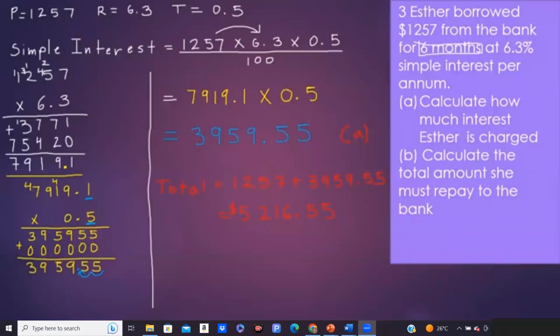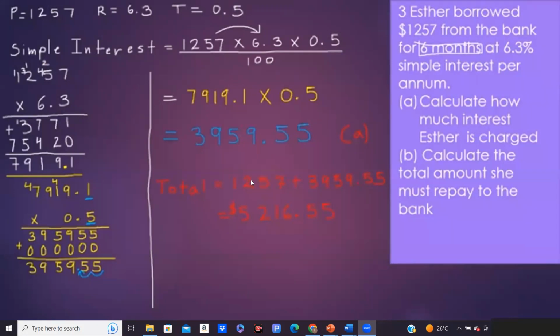And then B says to calculate the total amount she must repay to the bank. And you must add 1,257 plus 3,959.55, which will equal 525,216.55. Good. All right, good.